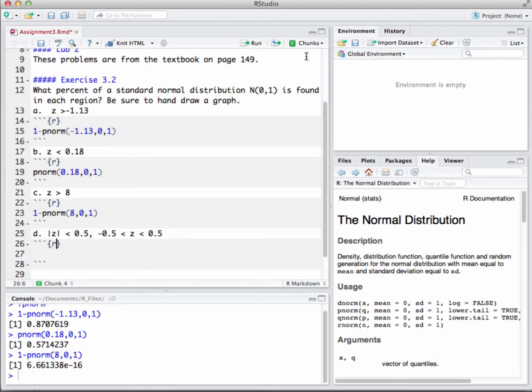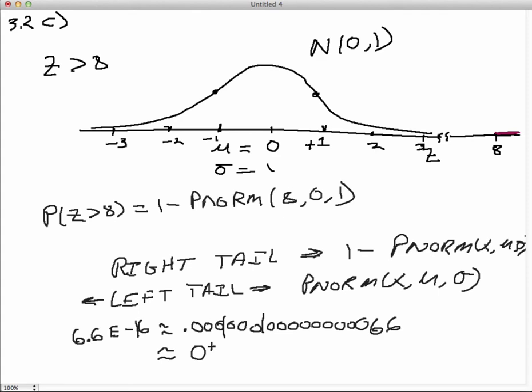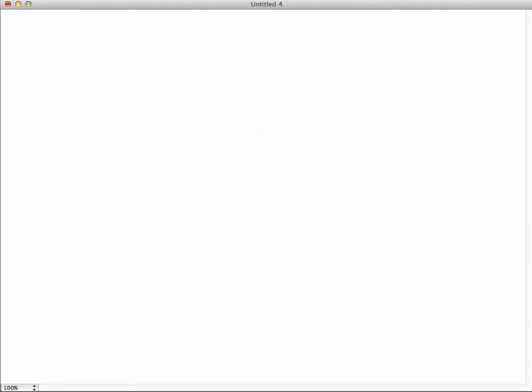So let's go insert an R chunk. And now what we've got to do is go back over to the whiteboard and figure out how to do that calculation. Let's give ourselves a clean whiteboard here. How do we go about doing that? All right, well, let's draw the picture first, as with all of these. What is that going to look like? We're going to again have a standard normal distribution.